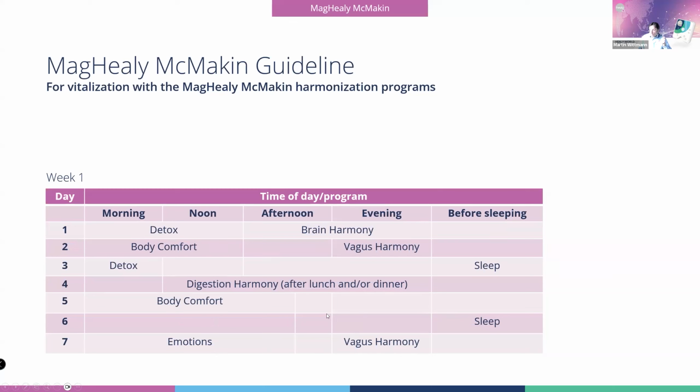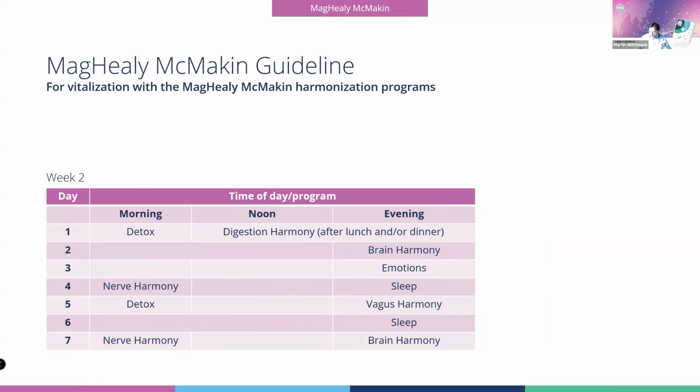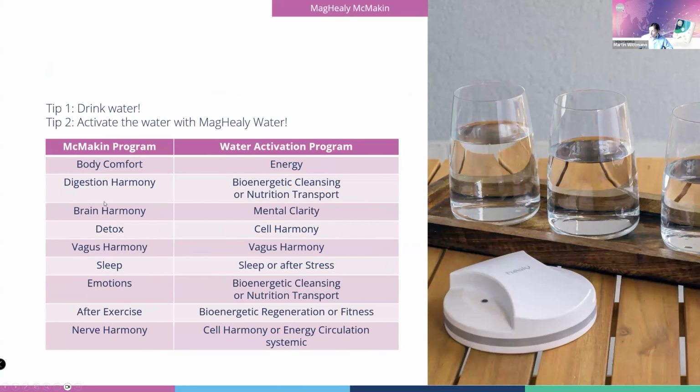And yeah, that's an intensive, let's say, treatment or not treatment application. And there you have also the second week. There you have detox and digestion now combined. And then brain harmony in the evening, emotions, nerve harmony, sleep, detox and vagus, again sleep and nerve harmony and brain harmony. So you should also do that maximum for 1 month. And then basically reduce the amount of programs because it's like an intensive application.